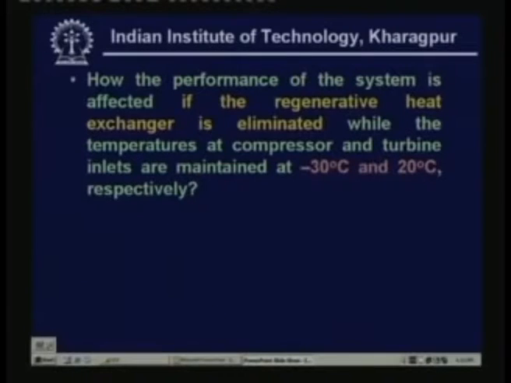And the second part of the problem is we have to compare the performance of this system with a system which does not have a regenerative heat exchanger. That means we have to compare this system with a simple system which does not have a regenerative heat exchanger. And for the simple system, the input data is the temperatures at the compressor and turbine inlet are minus 30 degrees centigrade and 20 degrees centigrade respectively, and pressures are same as before, that is 100 kilopascal and 1000 kilopascal.